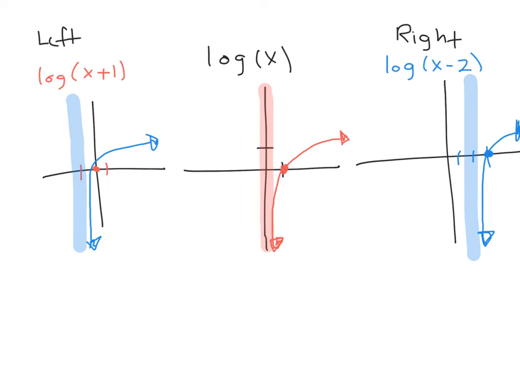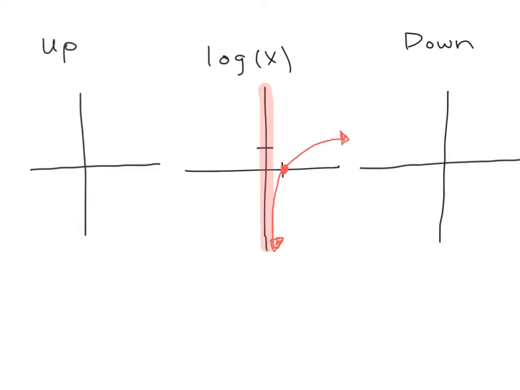Now let's talk about the vertical translations. Let's talk about going up and going down. If we were to go up, and I'll use a different color, we would have log of x and then, I don't know, plus 3 or plus 2. Let's do a plus 2. Then we would take our point that starts here, and it's now going to go up 2, so 1 and 2. So it's going to be right here.